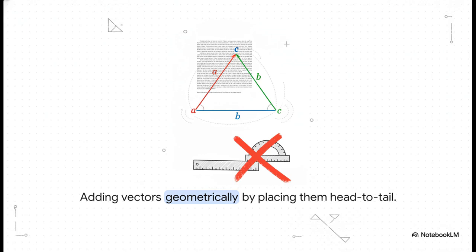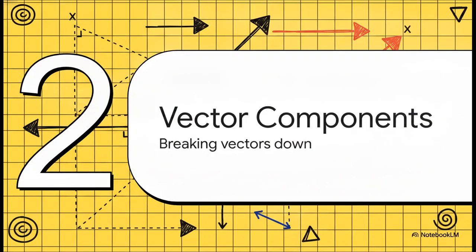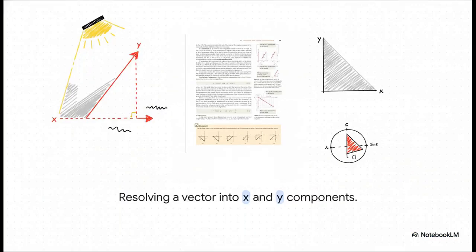But let's be real here. Doing this on paper with rulers and protractors gets incredibly tedious really fast. Which brings us to Section 2, breaking vectors into components. Since drawing is so tedious, let's jump to page 42 and make the math much easier. This projection method completely solves our whole drawing problem.